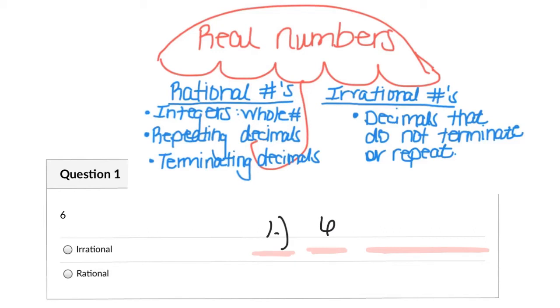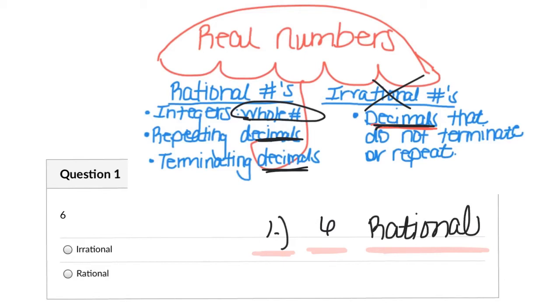6. Well, 6 is not a decimal. Do you see how that says decimal? It is not a decimal, so it cannot be irrational. It is also not a repeating or terminating decimal, but it is a whole number. So I know that 6 is rational. So on your paper, please make sure you have numbered this number 1. You have written the question, which is 6, and the answer, which is rational.